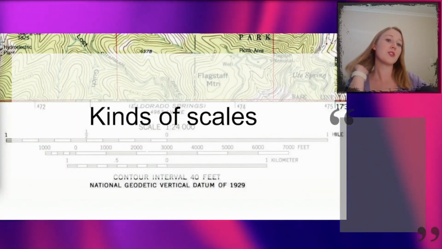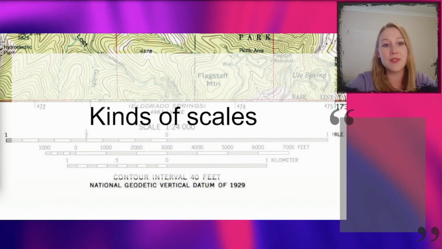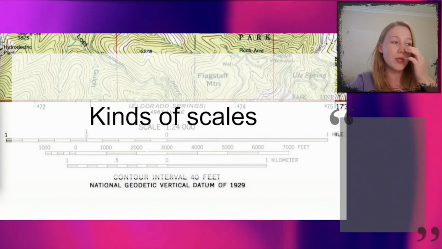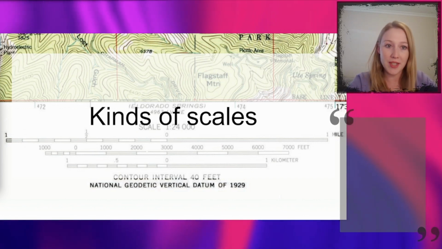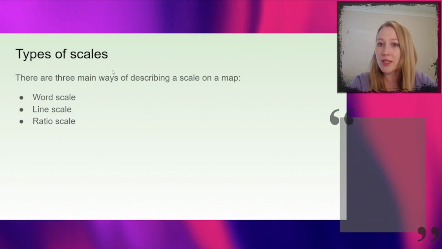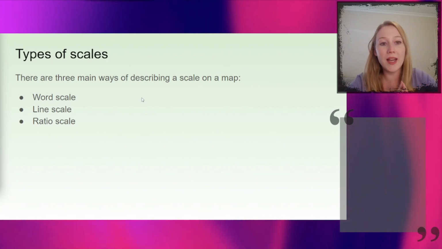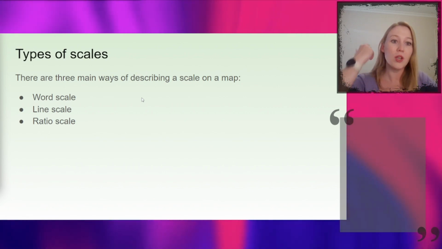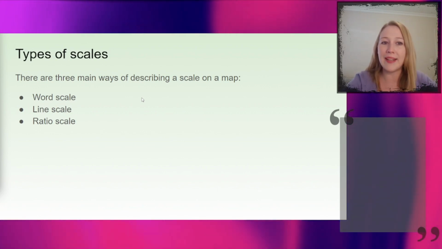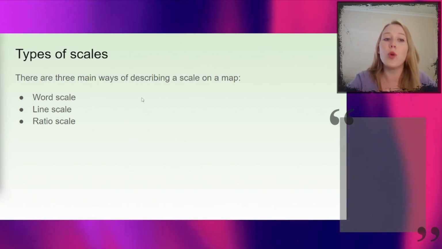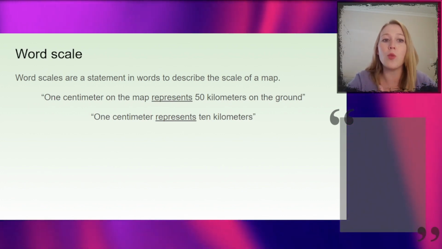Here we go. So the first thing that I want us to look at are the different types of scales. Scales is how we would measure distance on a map. We have three main different types of scales that we look at: word, line, and ratio scales. A word scale is the simplest to work with, although we don't really use it very often in map work. A word scale is basically where you are expressing a scale in words.